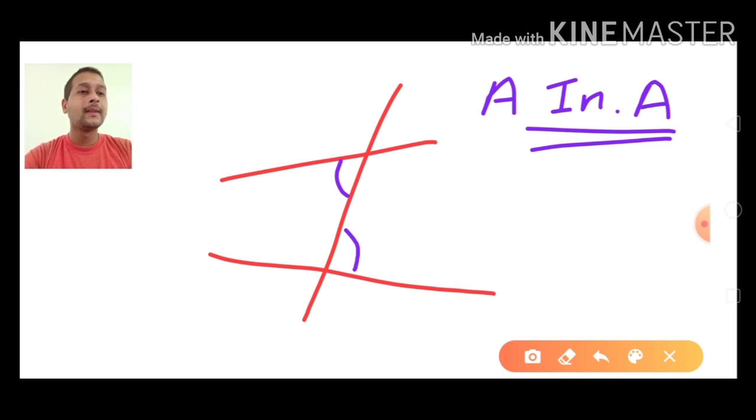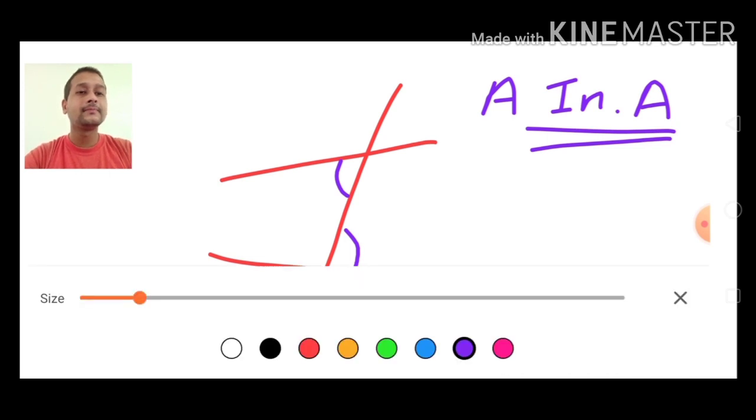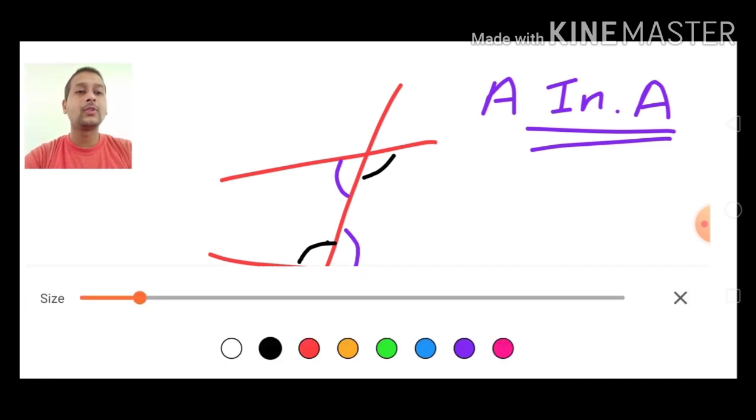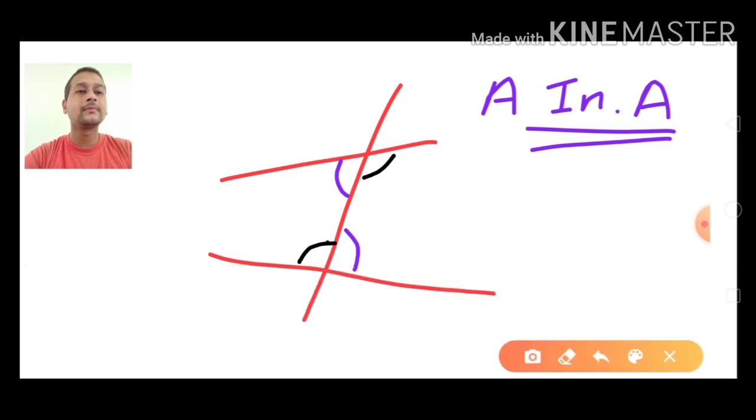Then we have this angle and this angle, which are alternate interior angles. Alternate means like a cross. They are crossing the transversal on either side.